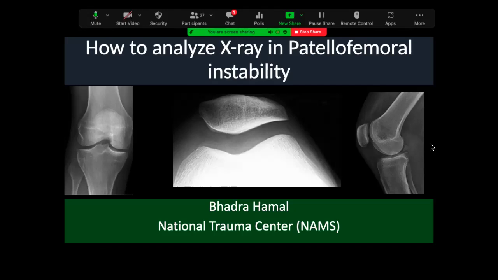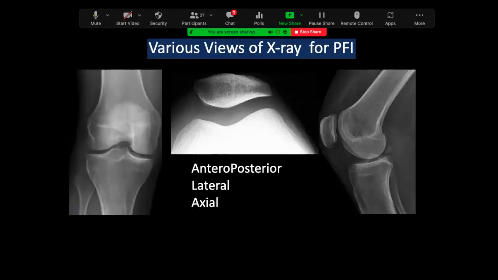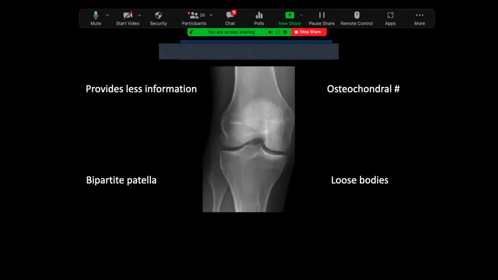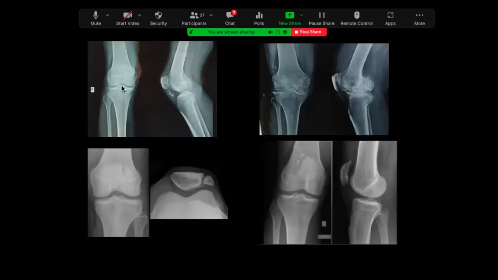So to analyze the X-ray in patellofemoral instability, the X-ray views are knee X-rays, which can be AP, lateral, or axial view. The anterior-posterior view provides less information. However, it can provide information regarding partite patella, multipartite, bipartite patella, osteochondral fracture of the medial patellar ridge, and loose bodies also. You can see in this first figure, the AP view of the knee, which gives very little information about the patellofemoral condition. It seems fairly normal in this case.